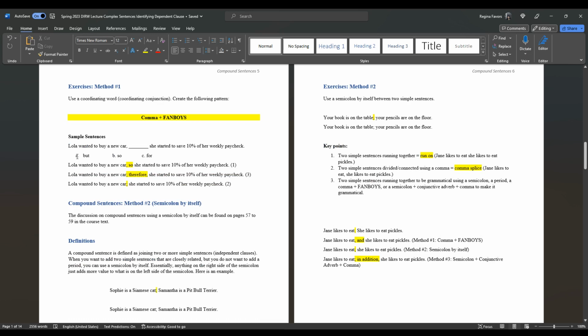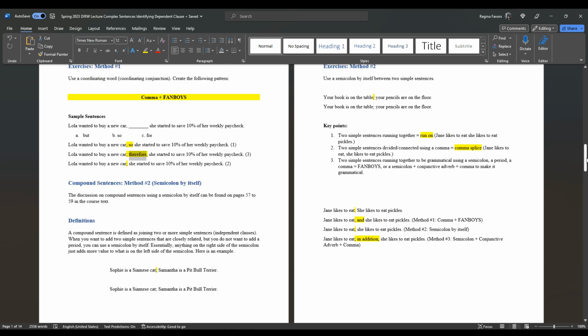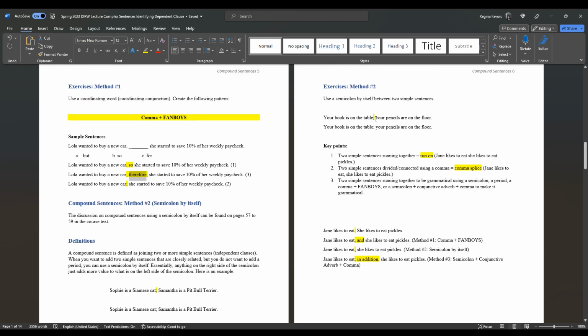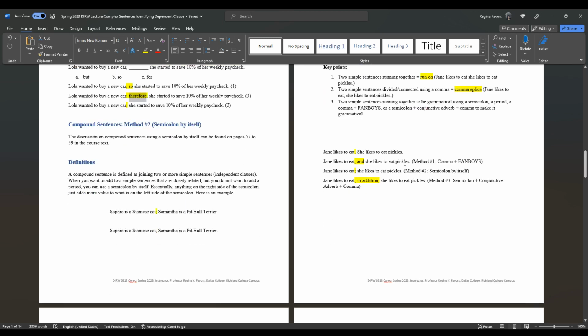And so we understand that if Lola wanted to buy a car, so she started to save 10% of her weekly paycheck, right? And the use of so here should have the same meaning as the use of therefore here, right? And then we have the different meanings. Also, using the semicolon by itself in the same area that you place the comma fanboy, you also place semicolon. So these are your examples here, and these are the standard ways to actually correct a sentence.